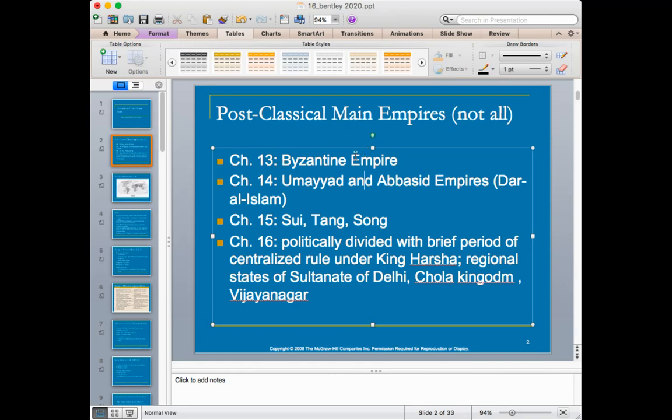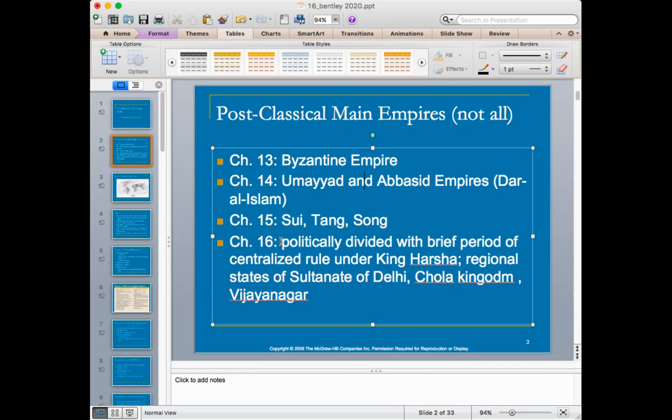So chapter 13 was the Byzantine Empire, so post-classical period. It's what was left over of the Roman Empire after all the other classical empires fell. In chapter 14, you studied mostly the Umayyad and Abbasid empires. In chapter 15, you studied mostly the Sui, Tang, and Song dynasties.